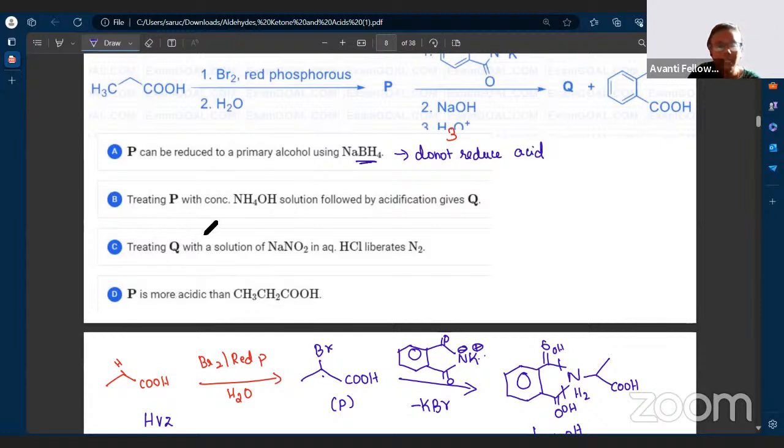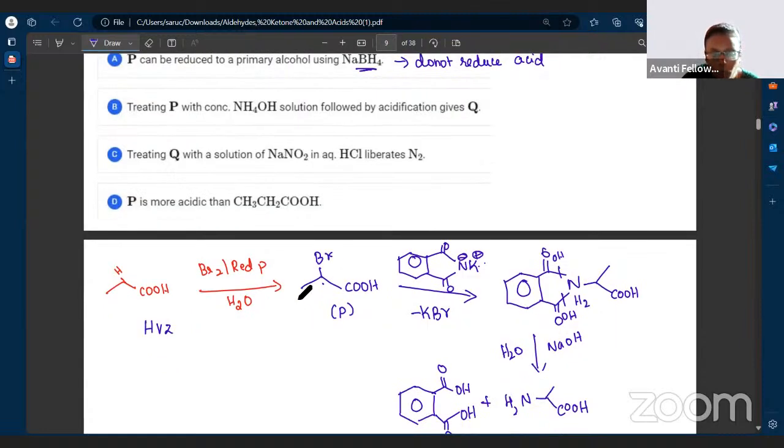The second statement: treating P with concentrated ammonium hydroxide solution followed by acidification gives Q. So what is P? Here you have P, an alpha bromo carboxylic acid. Now when you treat it with concentrated ammonium hydroxide solution followed by hydrolysis, does it give Q? What is Q? Q is this.